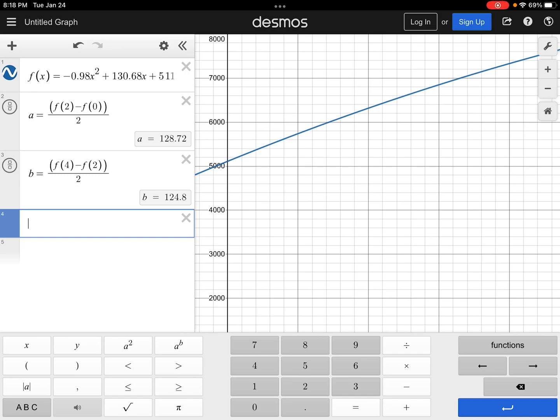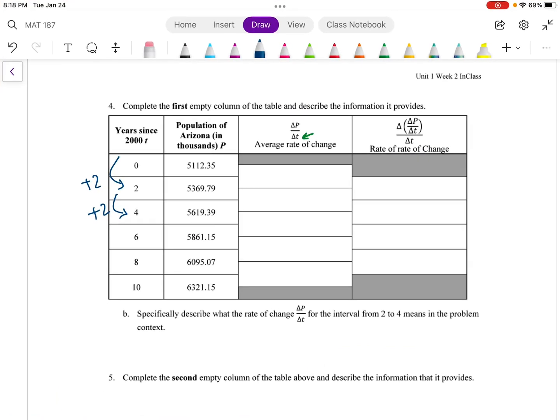And if I kept doing this, I would repeat this process for all the remaining values in the table. But to save us a little bit of time, I'm just going to fill them in. So we had 128.72, and keep in mind this is thousands of people per year. And so the next one was 124.8. And then if you kept going, you'd have gotten 120.88, 116.96, and 113.04.